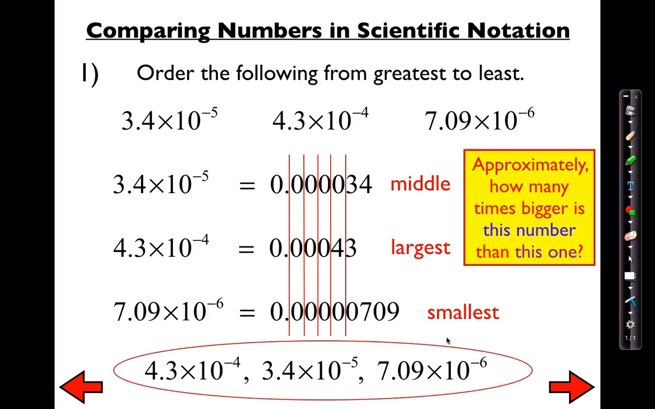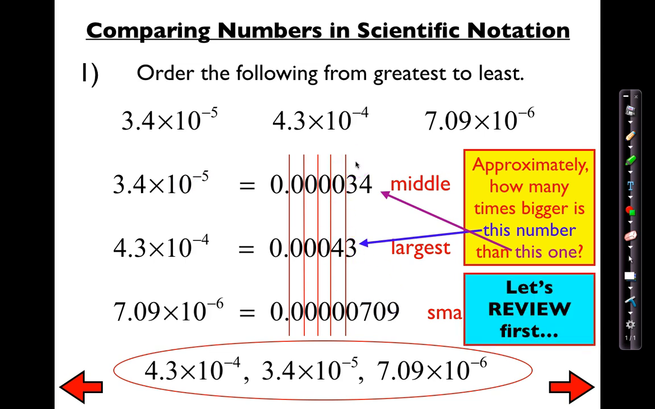Okay, so now what if I asked you to approximate how many times bigger one number is than the other? Like for example, 4.3 times 10 to the negative fourth compared to 3.4 times 10 to the negative fifth. If I ask you approximately how many times bigger this number is than this, what would we do? Well, let's review real quick.